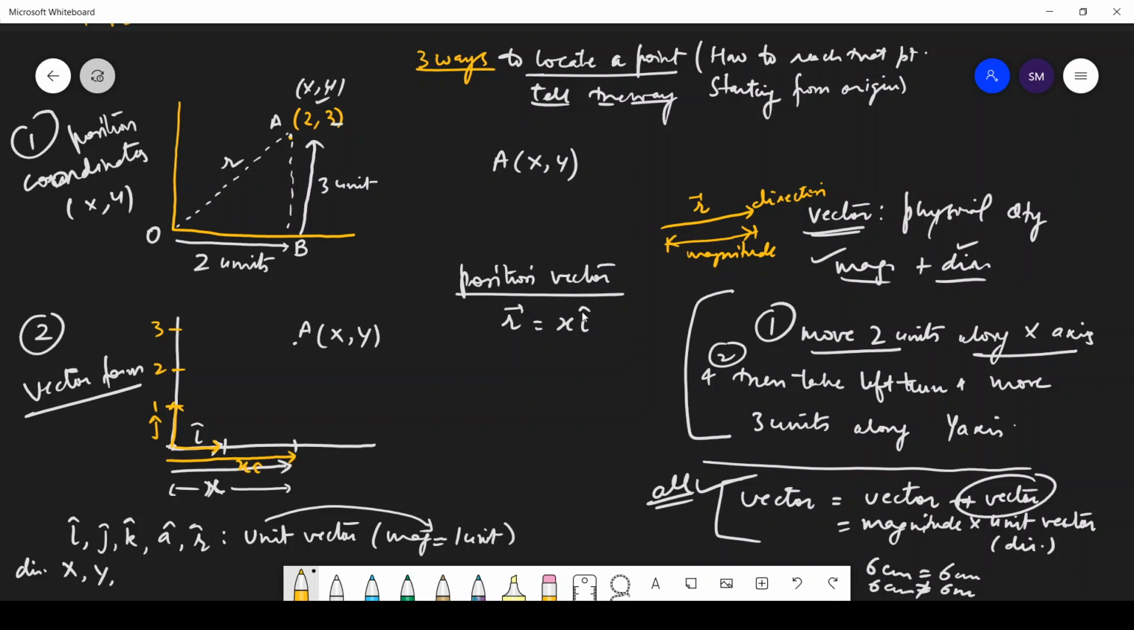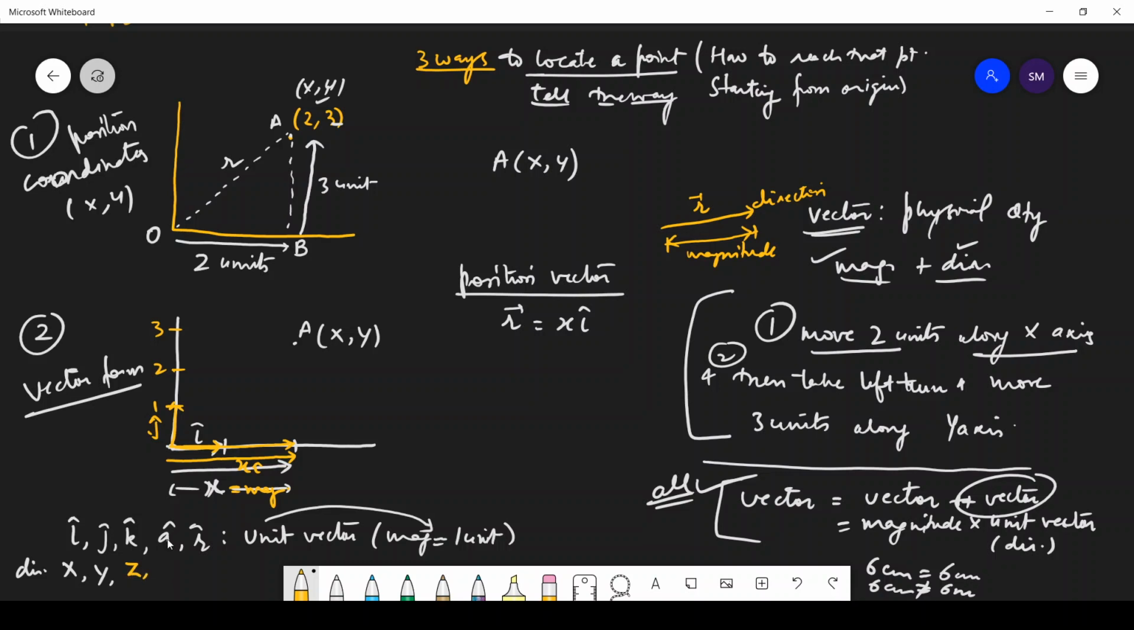If I write simply x, it's the length, the magnitude. But when you are making a vector, this vector from here to here is x i cap. Is this clear? So j cap is along the y direction, k cap is along the z direction.